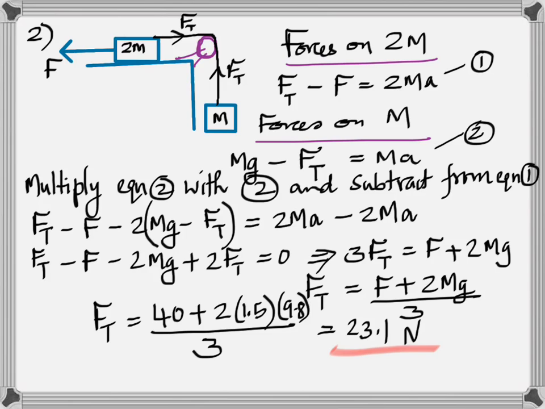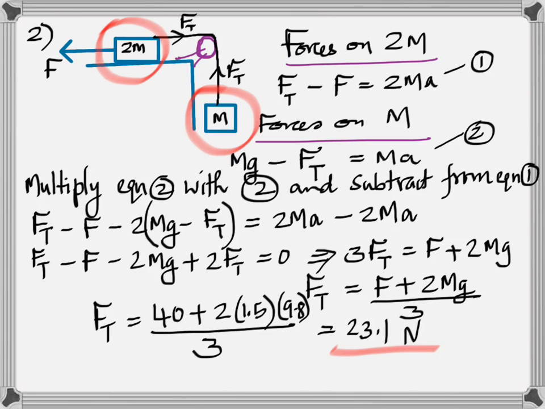In this question, looking at the forces acting on this mass, it's Ft minus F, because it's in the opposite direction, is 2 times m times a. And then looking at the forces acting on this mass, it's mg minus Ft is equal to ma.